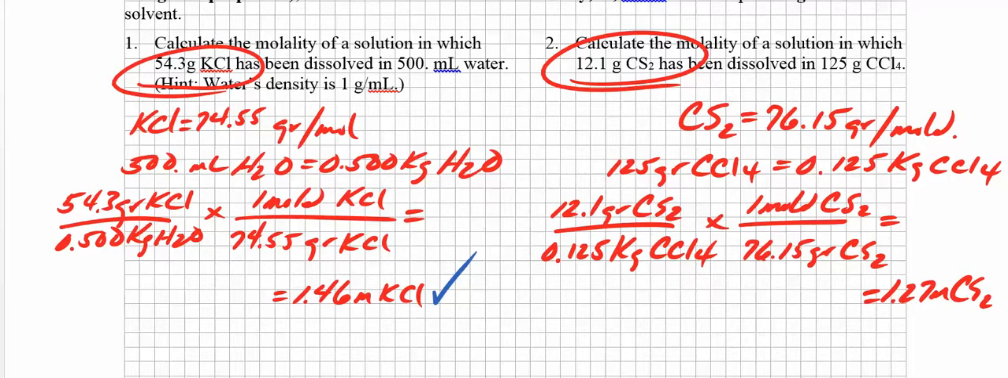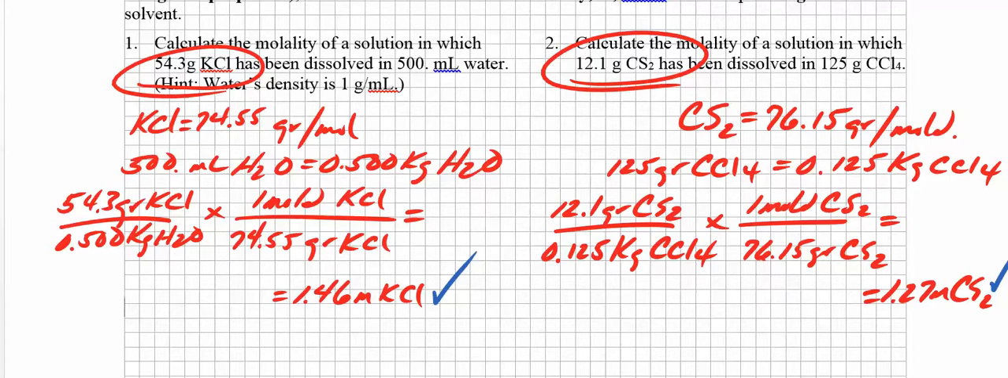That's going to give us moles of carbon disulphide. We'll divide that by kilograms of the solvent, which is carbon tetrachloride, and we get 0.125 kilograms of carbon tetrachloride. When we do that calculation, 12.1 divided by 0.125 divided by 76.15, we get 1.27 molal. Remember, that is molal, not molarity, not molar, but molal. 1.27 molal carbon disulphide, and that's our final answer.